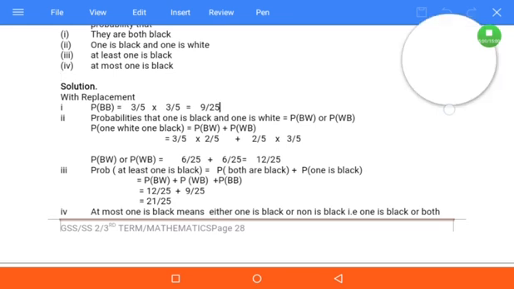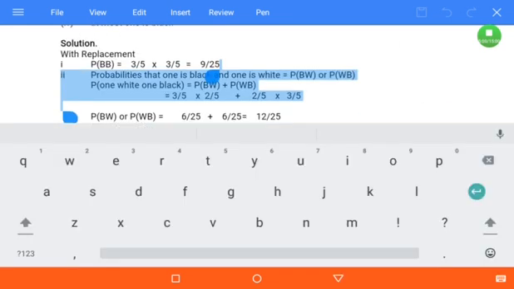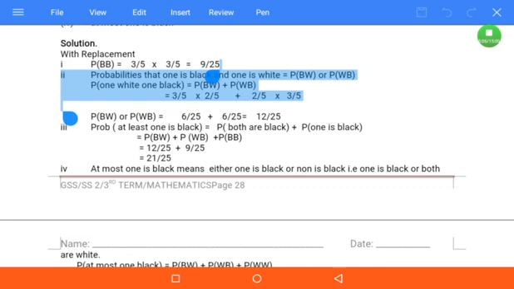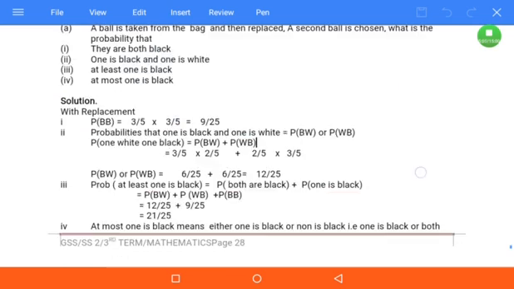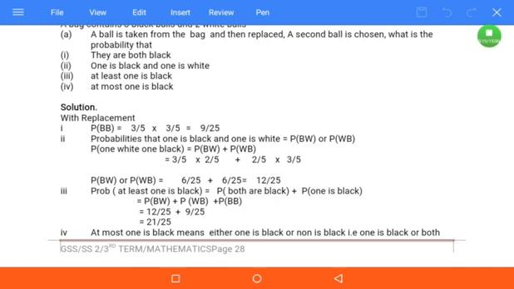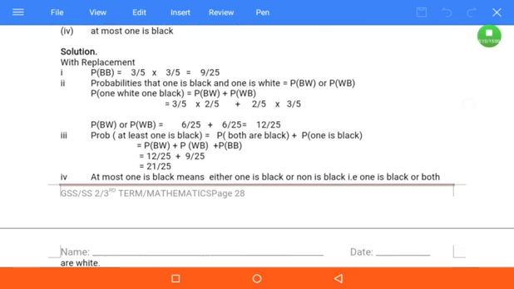Example 2 says, what is the probability that one is black and one is white? So can you see? Probability of picking one black and one white. If you pick one black and one white, it could be in any order. It could be that the first you pick is black and then you pick a white, or you pick a white first before you pick a black. So it could be in any order. And whenever you see black and white, it could be black and white or white and black. Do you understand?